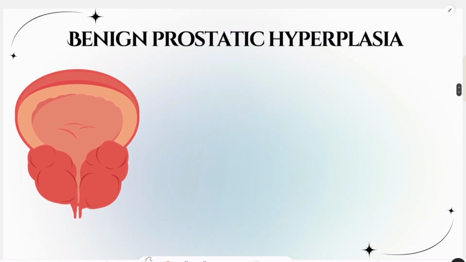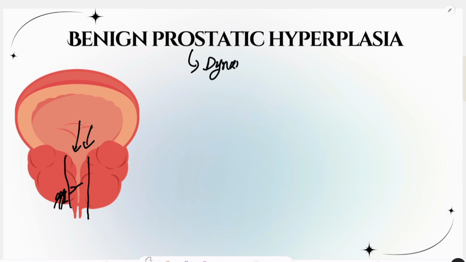So if we block this alpha 1 receptor here, that will lead to dilation of the prostatic urethra, and as a result it will temporarily pass the urine. But in benign prostatic hyperplasia, it has two main components. One is the dynamic component and the second one is the static component.